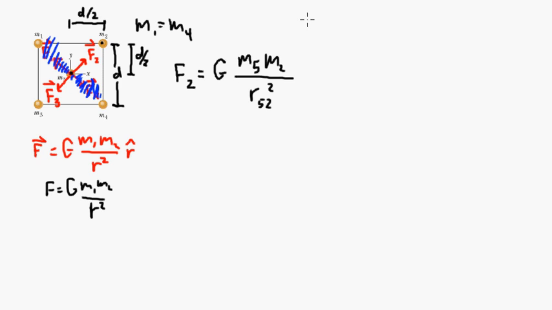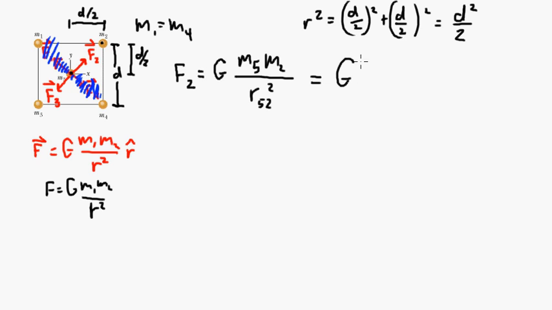So we take those, square them, and to find the distance between M2 and M5, we do the Pythagorean theorem, and so we'll say R squared really equals d over 2 squared plus d over 2 squared, which is going to be d squared over 4 plus d squared over 4, so it's going to equal d squared over 2. So R squared equals d squared over 2. So what this F2 is really going to equal, the magnitude of it, is going to be G times M5 M2 over d squared over 2, which means we're going to have d squared and then 2. The 2 comes out, of course.